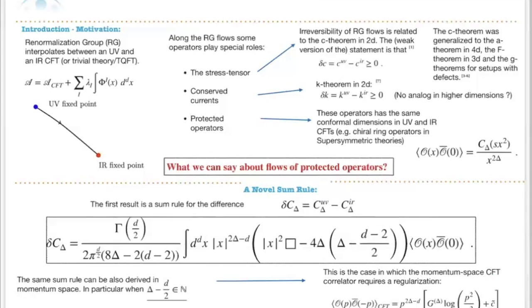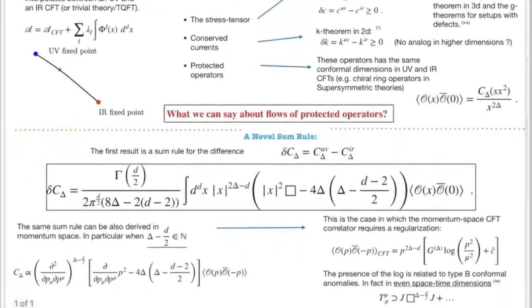Some rules were also provided for higher dimensional cases, and the C theorem was generalized in 3 dimensions to the F theorem and in 4 dimensions to the A theorem. Our idea is to study protected operators along RG flow, and the protected operators have the property that the conformal dimension in the UV and the infrared is the same.